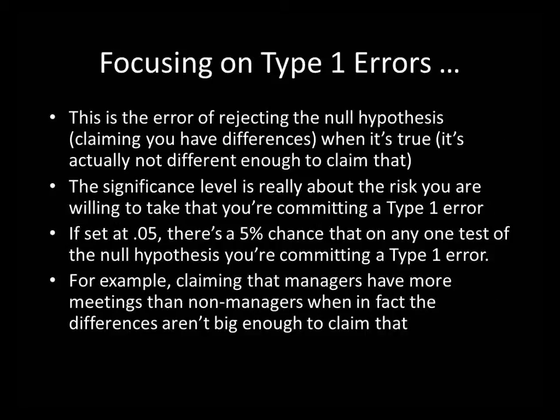For example, a type 1 error would be claiming that managers have more meetings than non-managers, when in fact the differences aren't big enough to claim that. So in this case, if the differences aren't big enough to claim that, then the null hypothesis is actually true, and therefore we should not reject the null hypothesis.